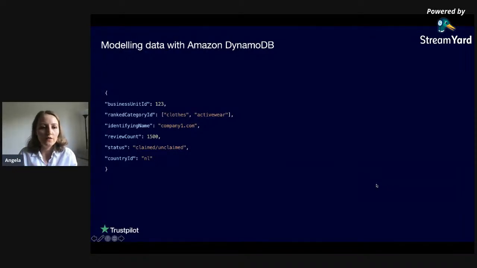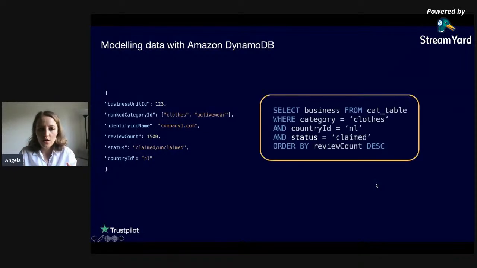First of all, let's look at the data that we have. So what we want to store is a business ID, ranked category IDs, which is a list, the identifying name, which is the name of the company, the review count, the status, and the country ID. And if we try to put the information that I presented on the page into a query, what we are actually trying to do, if we think of this in SQL, because I find most people go towards SQL when they think about querying a database, and that's why I went for that. So what we need to do is select the businesses from our table where the category is clothes, the country is NL, Netherlands, and the status is claimed, and we want the list to be ordered by the review count in descending order. So how can we do this with DynamoDB?